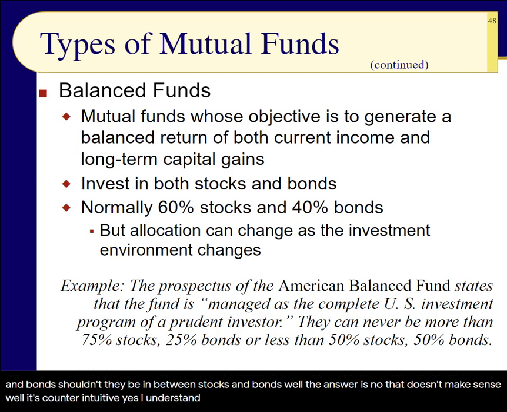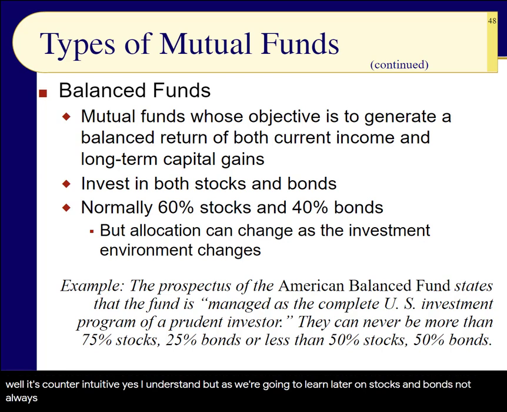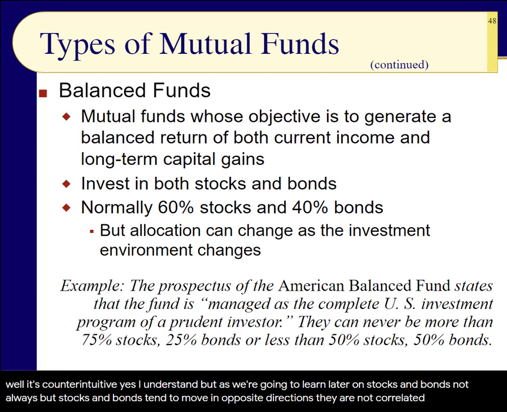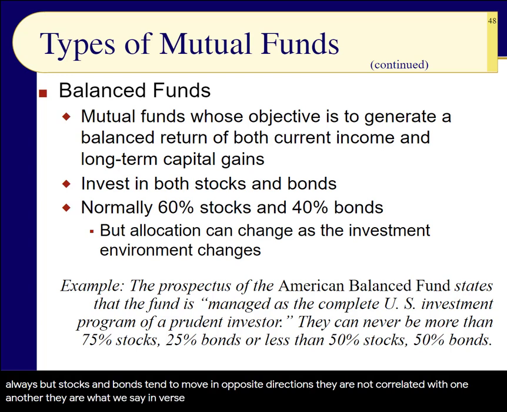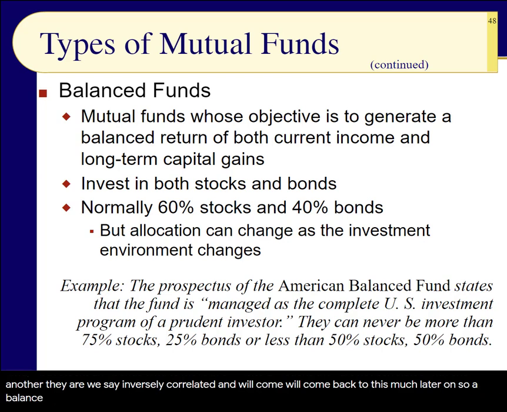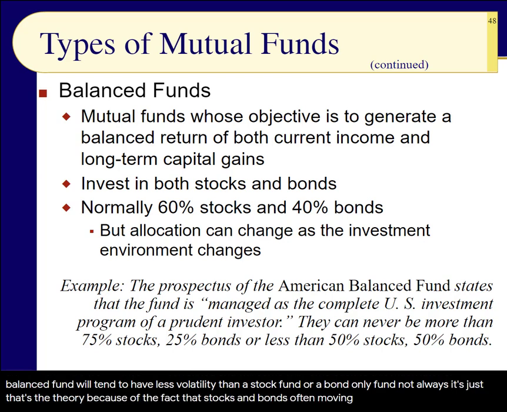Yes, I understand. But as we're going to learn later on, stocks and bonds, not always, but stocks and bonds tend to move in opposite directions. They are not correlated with one another. They are what we say inversely correlated. And we'll come back to this much later on. So a balanced fund will tend to have less volatility than a stock fund or a bond only fund. Not always, it's just that in theory, because stocks and bonds often move in opposite directions.